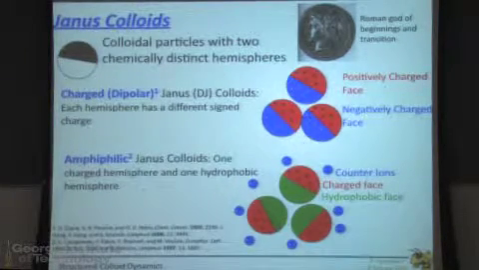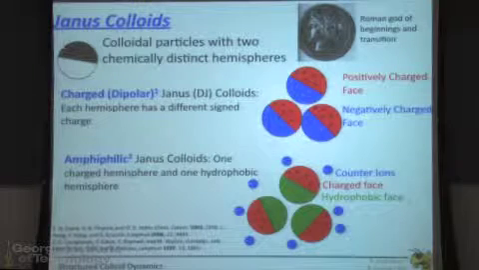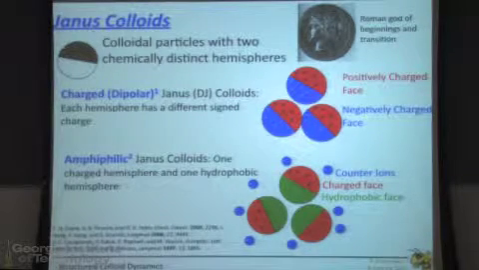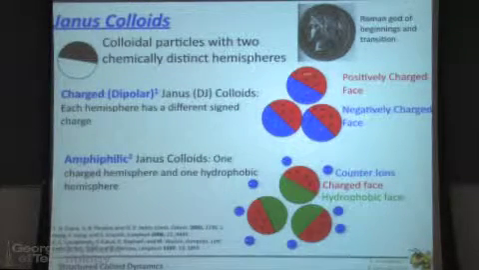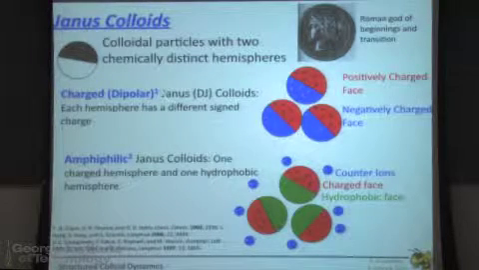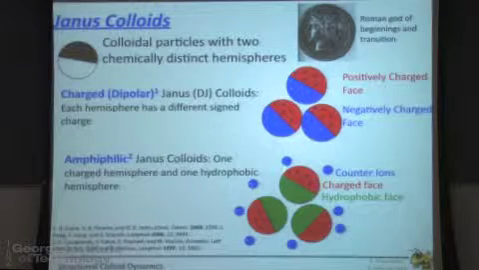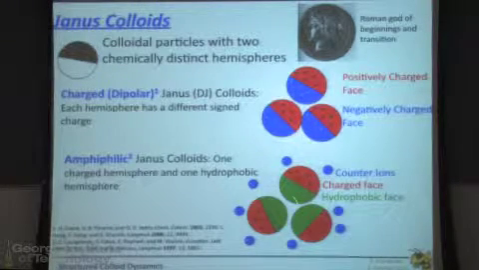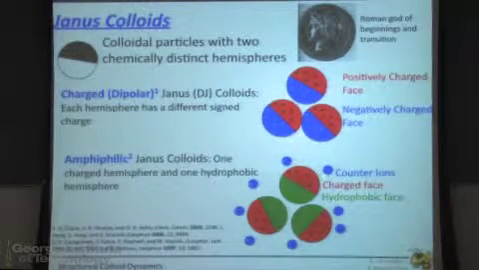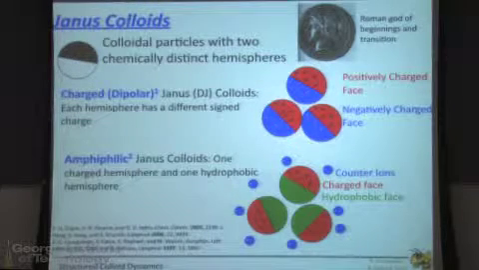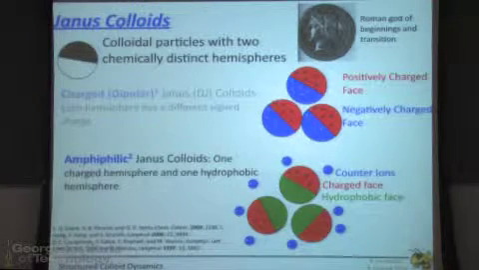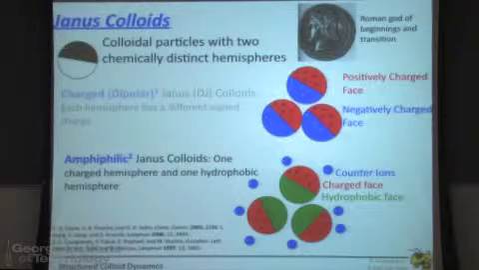And there's 2 ways that these particles have been envisioned. There's many, but for which a lot of work has been done. One is where they're dipolar, so it's a positive side and a negative side, or amphiphilic, where there's a part that likes water, and there's a part that doesn't like water, hydrophilic or hydrophobic. We can talk about the amphiphilic systems.